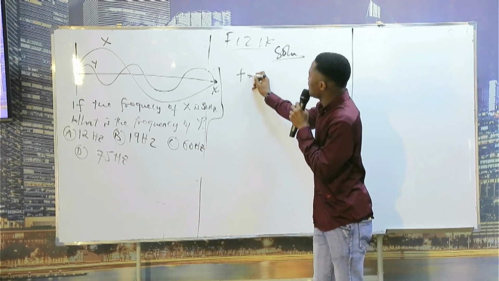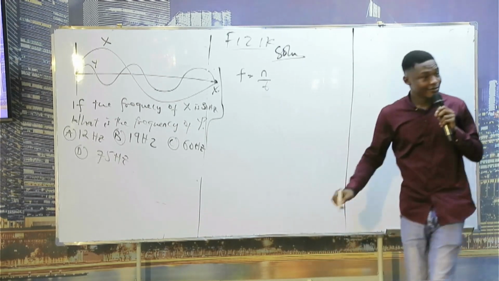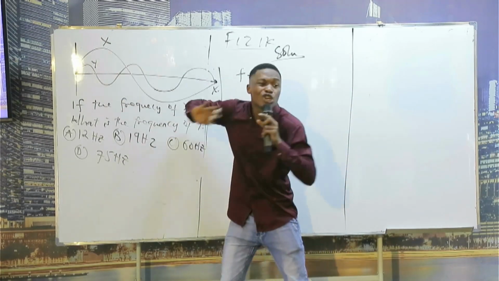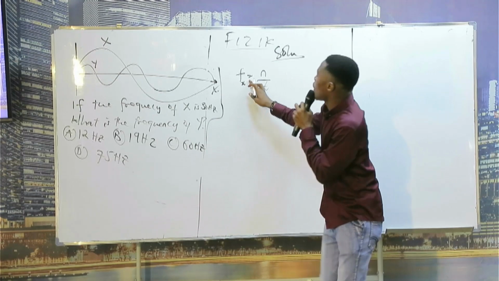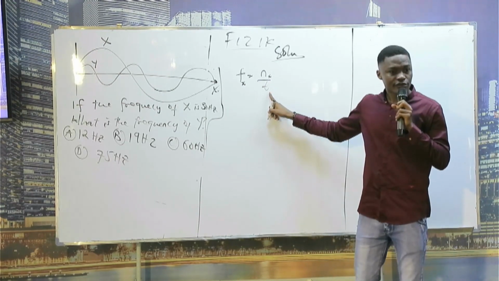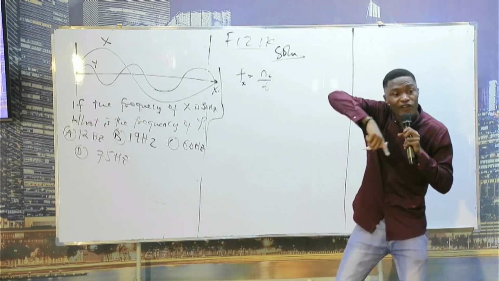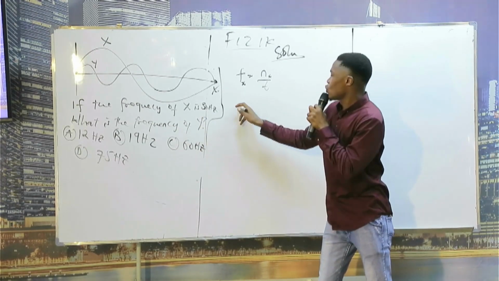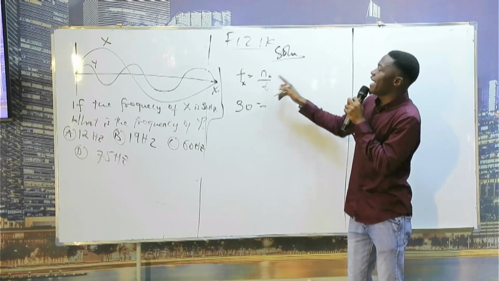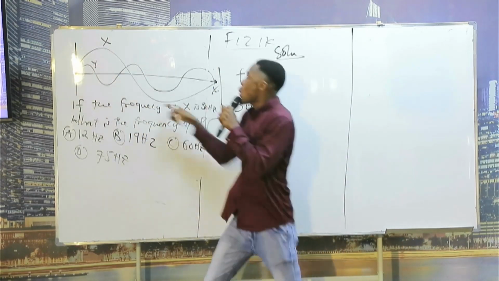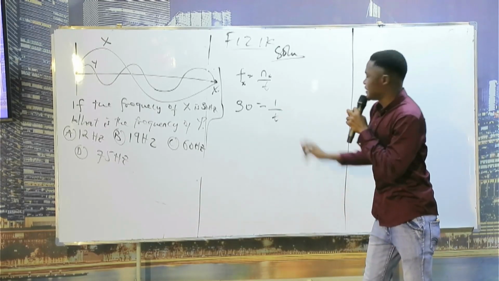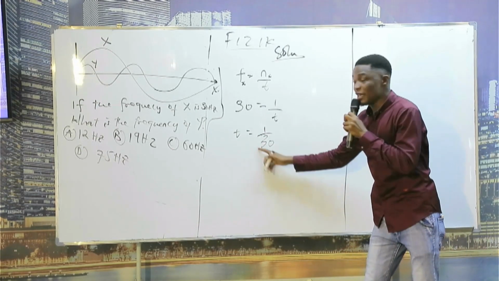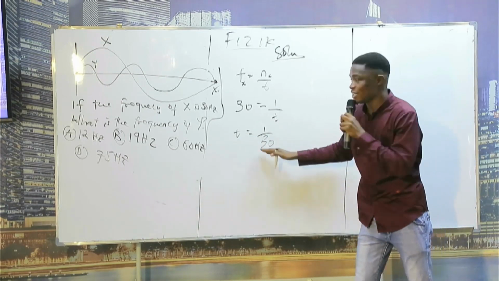Frequency is equal to N over T. We have seen this formula before. Let's talk about X because we know that one. Fx is equal to Nx over T, where Nx is the number of cycles of X. Fx is 30, and X completed just 1 cycle. So 30 is equal to 1 over T. Making T the subject, T is equal to 1 over 30. Keep it like that, don't divide.